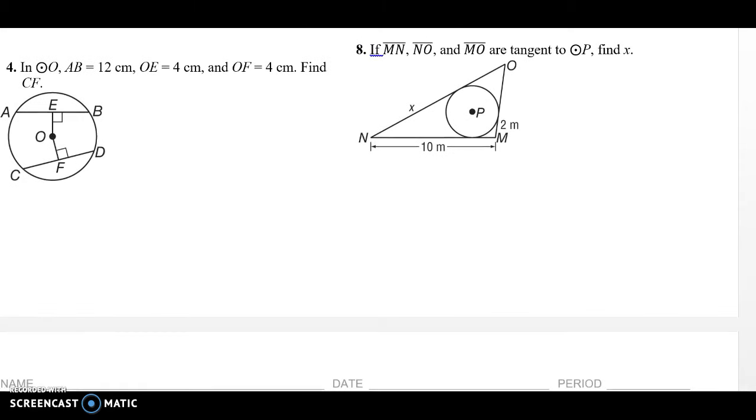Now we're at number 8. Alright, so we're given that MN, NO, and MO are all tangents, right? They're all tangent to our circle. Okay, we need to find X. And X is this part right here.